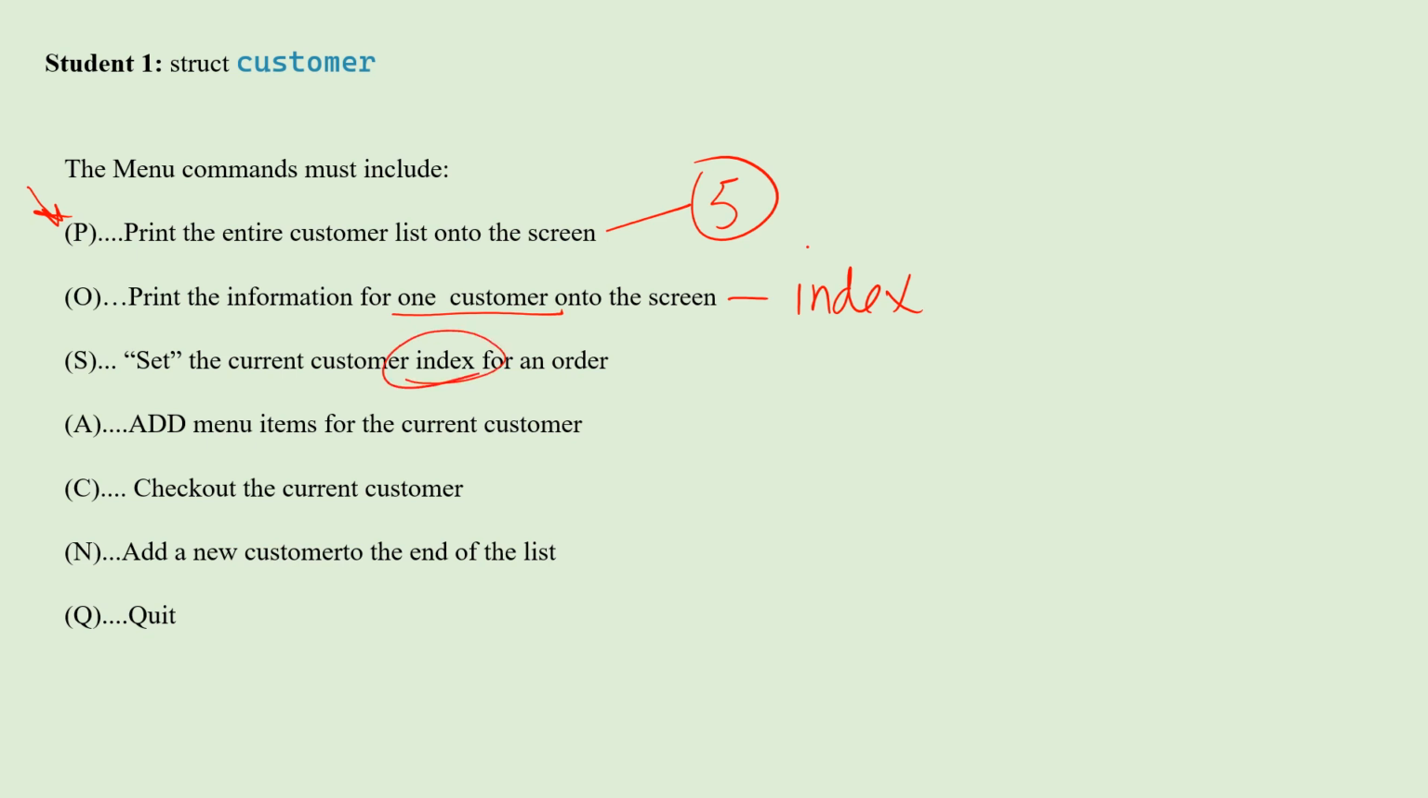Once you've selected or set the index, this is not related to that one. This is related. You set the index, then you can add and check out. After you check out, you might want to set a different customer. And if you want to add a new customer to the end of the list, you select N. And if you select Q, you will quit the program.